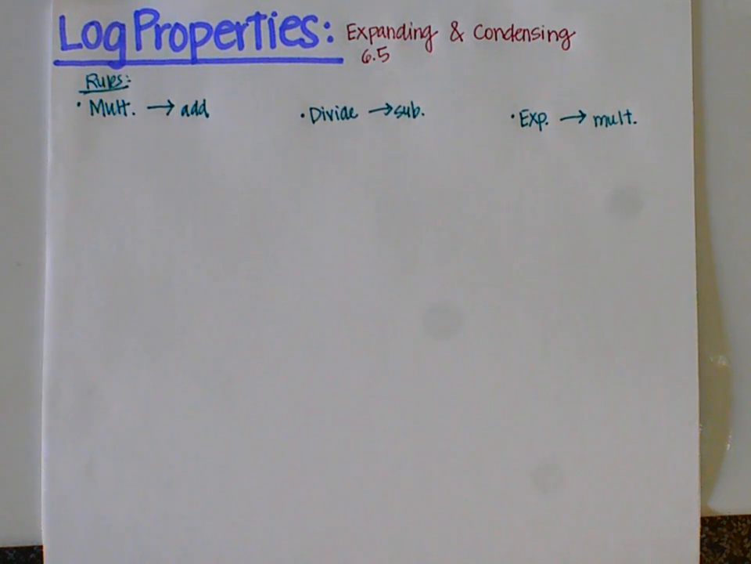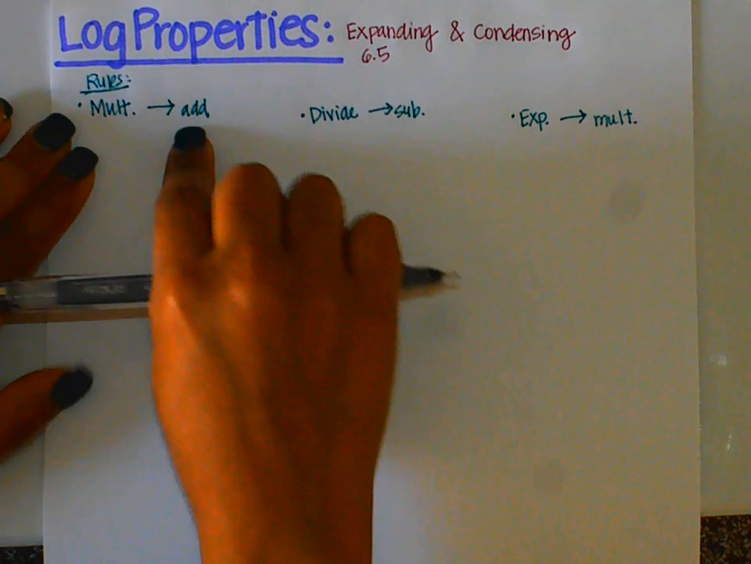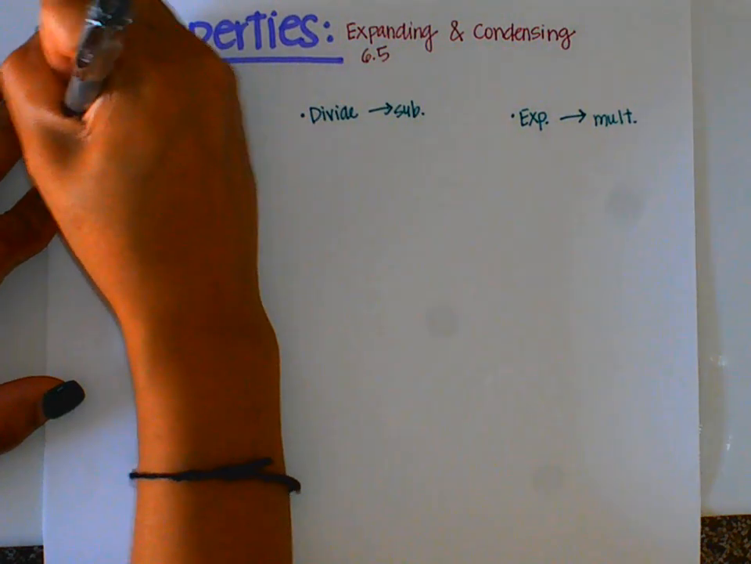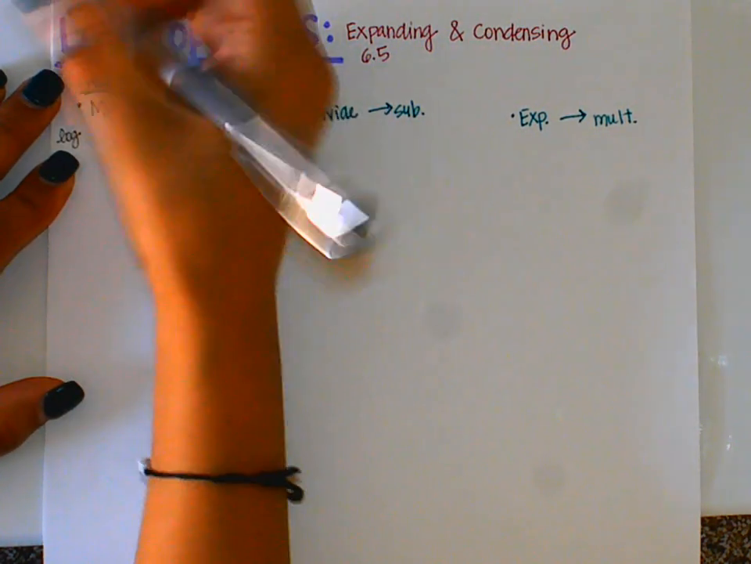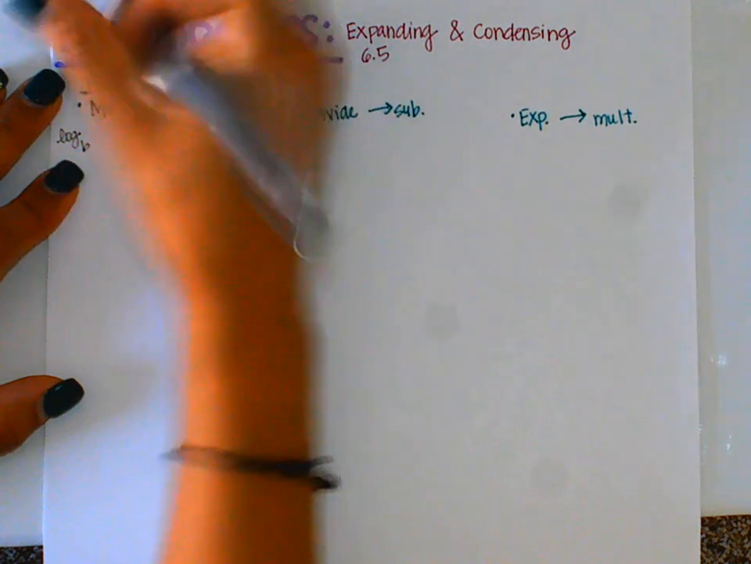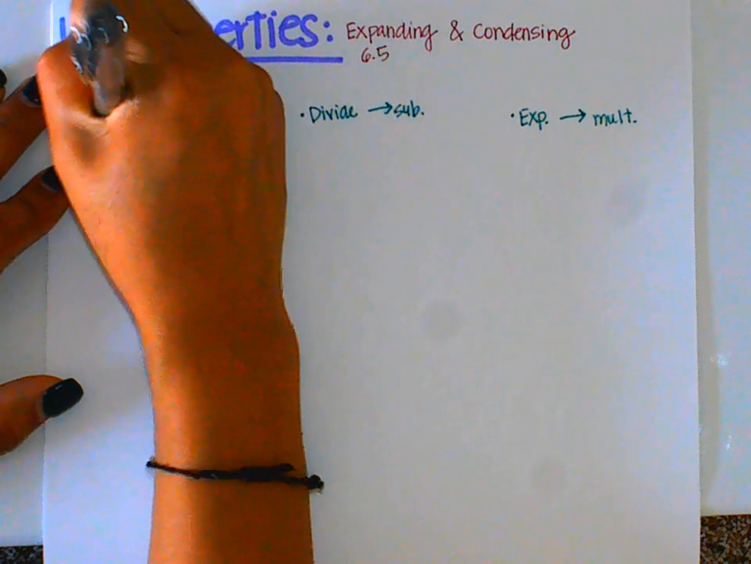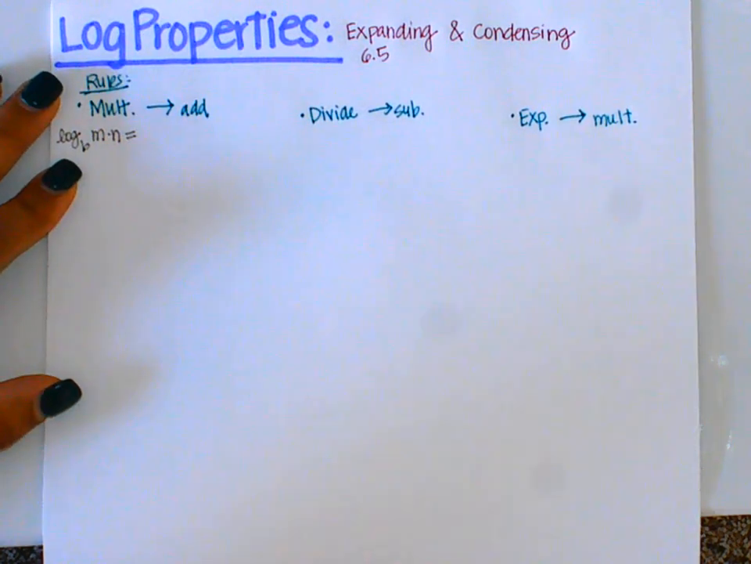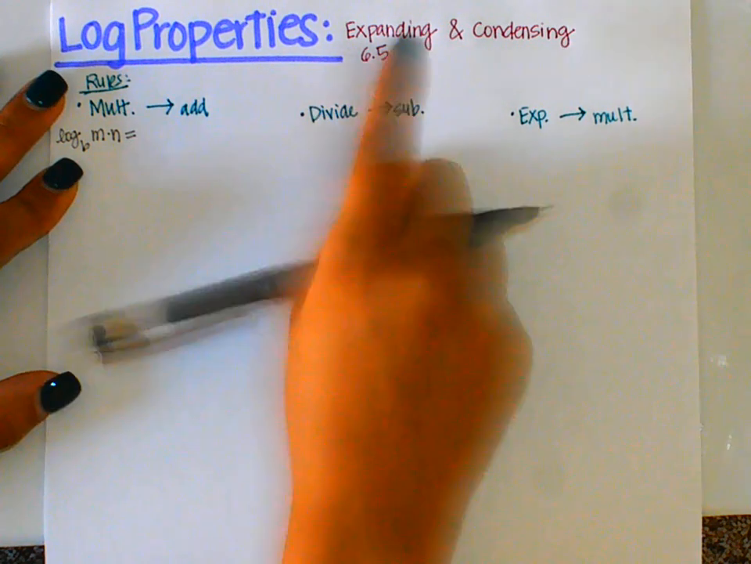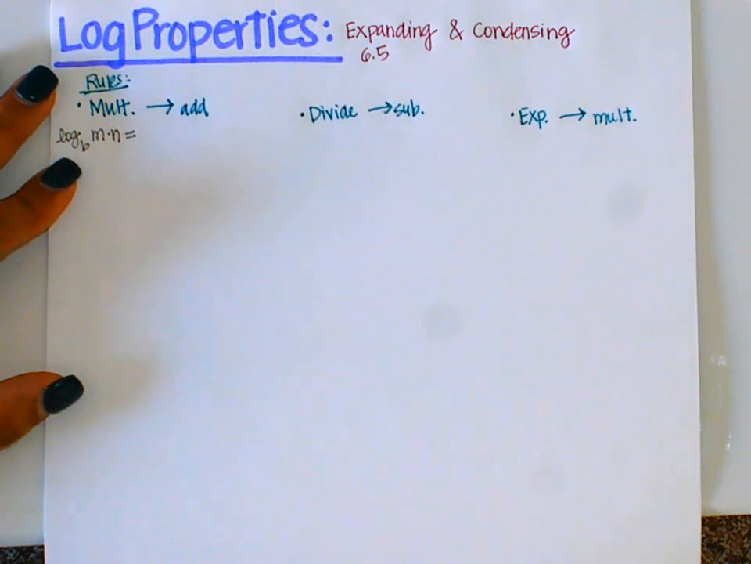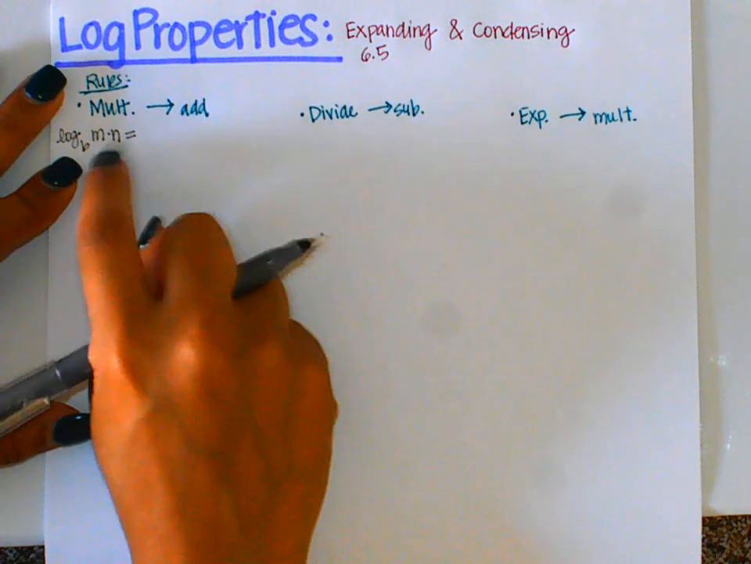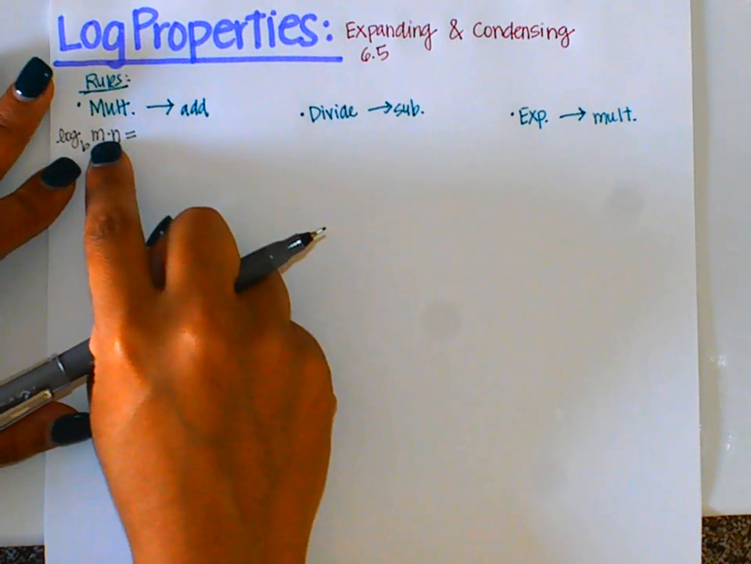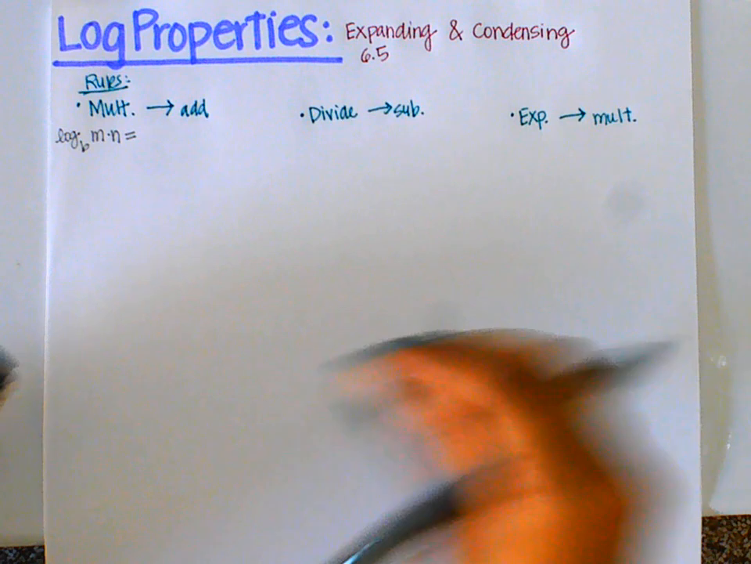All right, so for this first rule, the multiplication addition property, we're going to look at a log that has multiplication. So I'm just going to say log base b of m times n, and we're going to expand that. So we're going to make it longer. Our rule tells us that we're going to add. So the two things that we're multiplying, we're actually going to break those up and combine them with an addition.